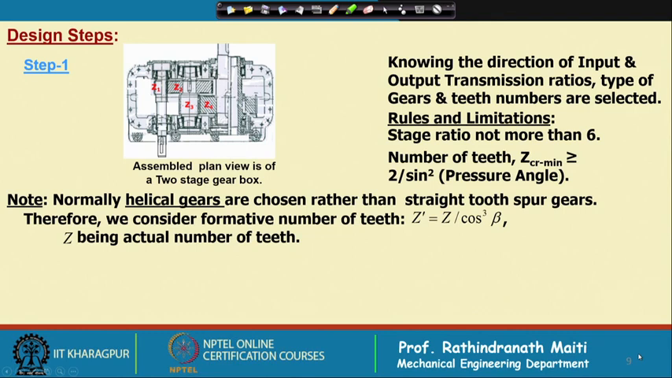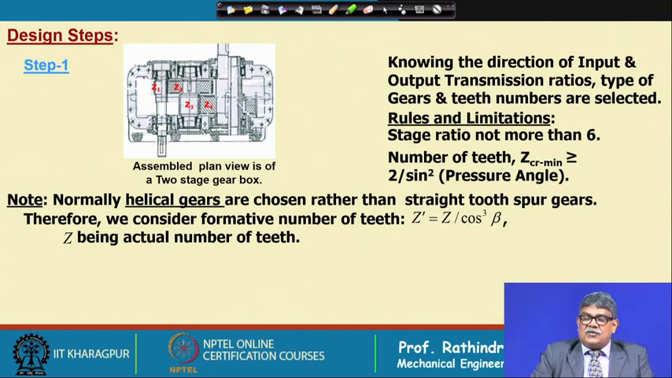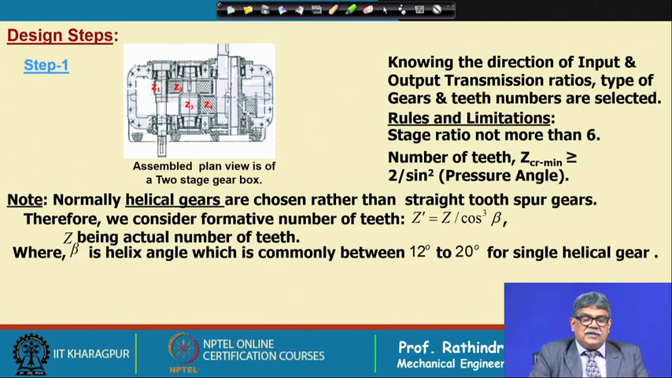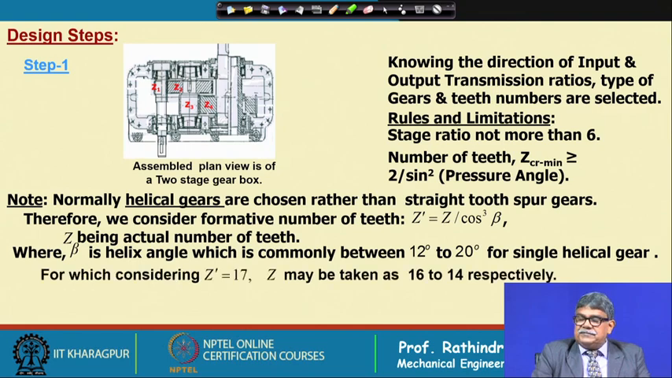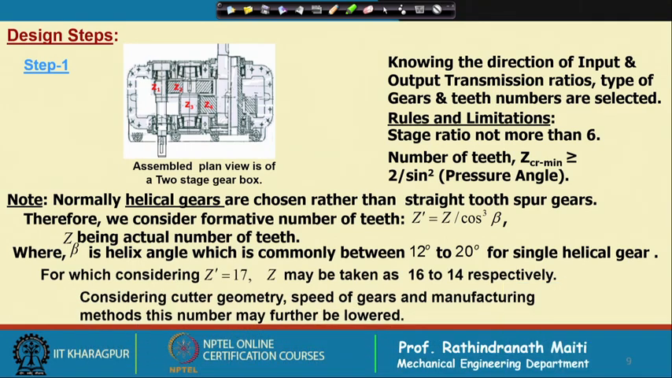and we consider the formative number of teeth z dash equal to z by cos cube beta, where z is the actual number of teeth and beta is the helix angle, which is normally taken 12 to 20 degrees for a single helical gear, with 20 degree involute.